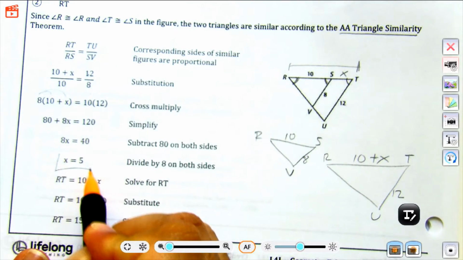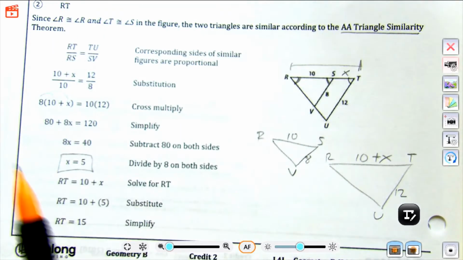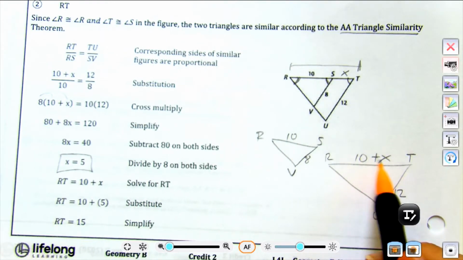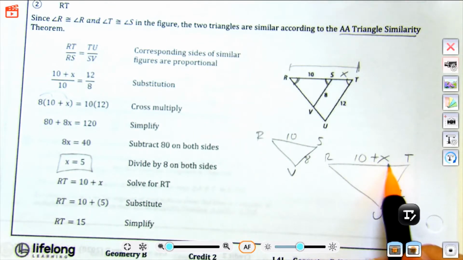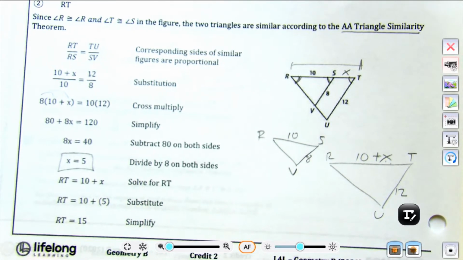Now that does not answer our question, because the question was what is the measure of RT? And if we look at RT, it is 10 plus X. So 10 plus 5 becomes 15. So the problems that you're going to be working on are going to be really similar to these, using the angle-angle triangle similarity theorem first.